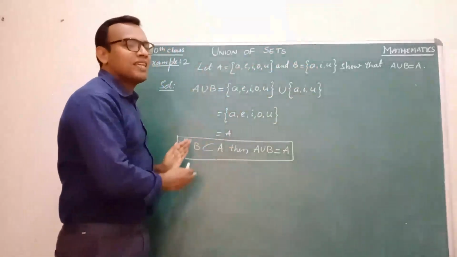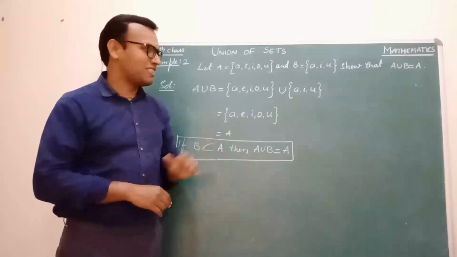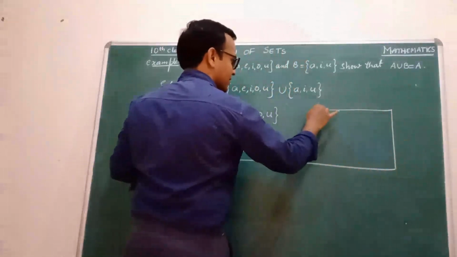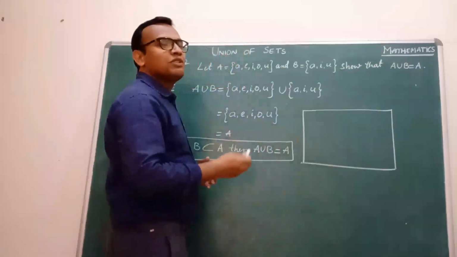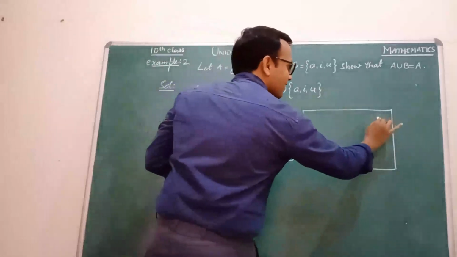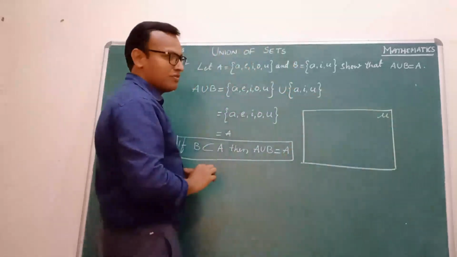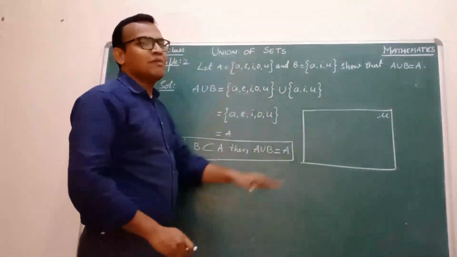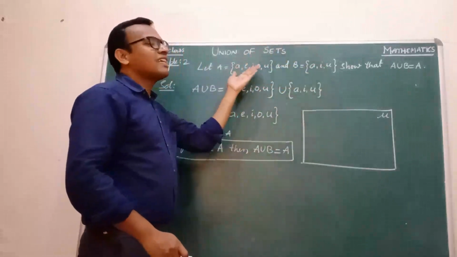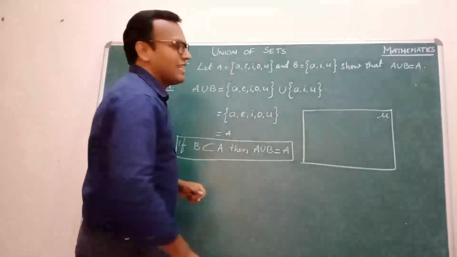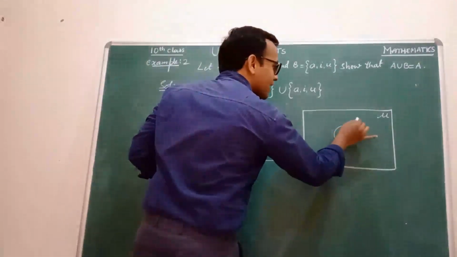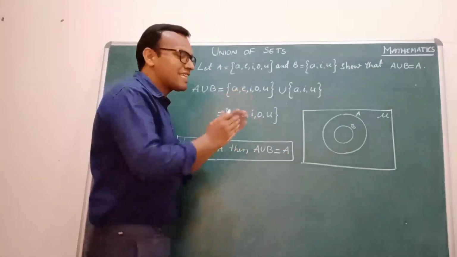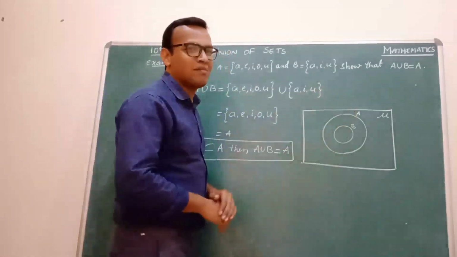Let me represent the same thing through a Venn diagram illustration. See here. Generally, we represent the universal set using a rectangle, and that is denoted by the letter mu. And now A is a bigger set, B is a smaller set in A, meaning all the elements of B are there in A. That means B is a subset of A. Like this we represent it. So B is inside A, as every element of B is an element of A.